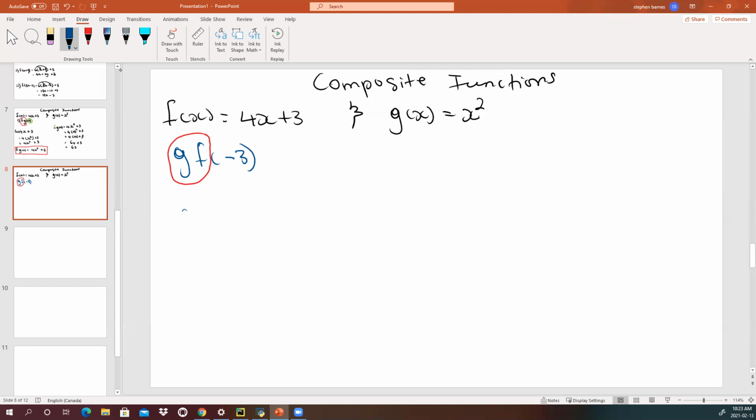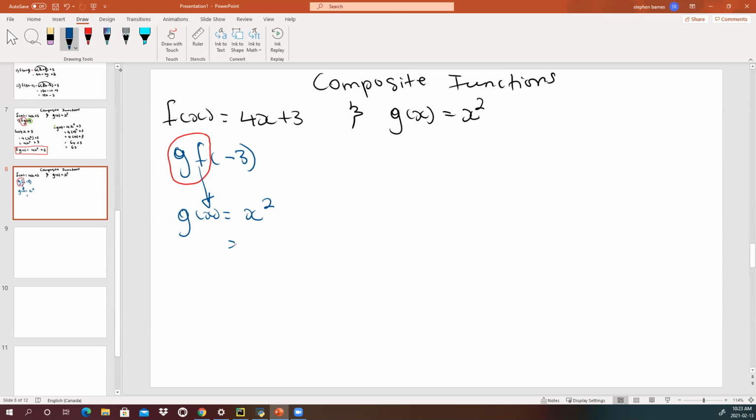So I'm going to put down the g function, which is g of x equals x squared. But in this instance, the x here is going to be our f function. So I'm putting the f function into the g function. Anywhere I see x in my g function, I am putting my f function. So this is my g function. This is x squared.